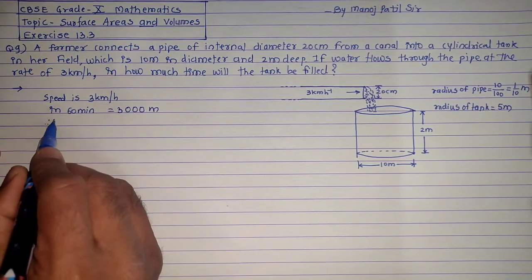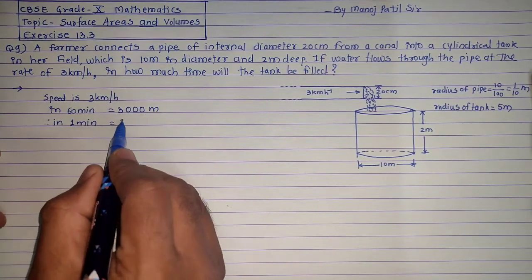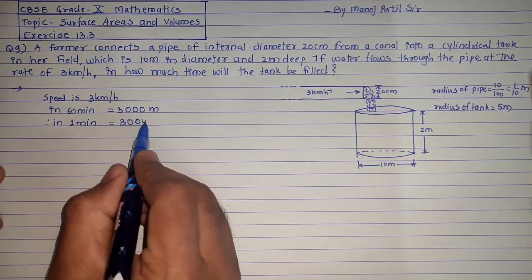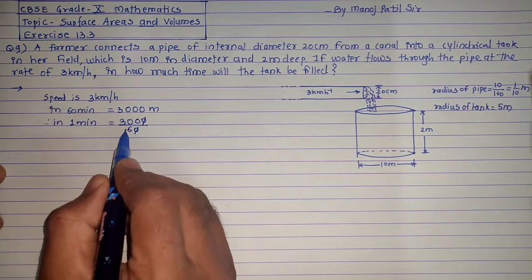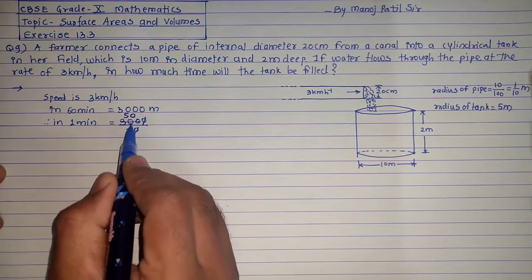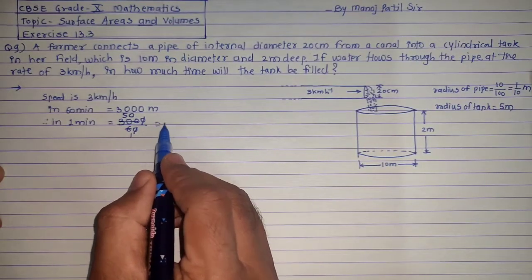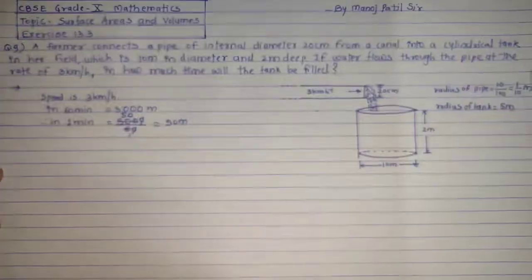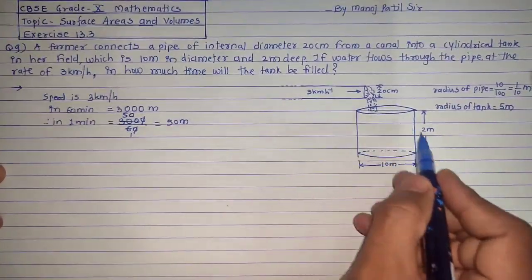So therefore we can find in 1 minute what will be the length of water in the pipe, that is 3000 upon 60, right? So 0 will get cancelled, 6 fives are 30, and here this will be 0, right? So it will be 50 meter. 50 meter would be length in 1 minute. Now we have to find the time, in what time this tank will be filled.